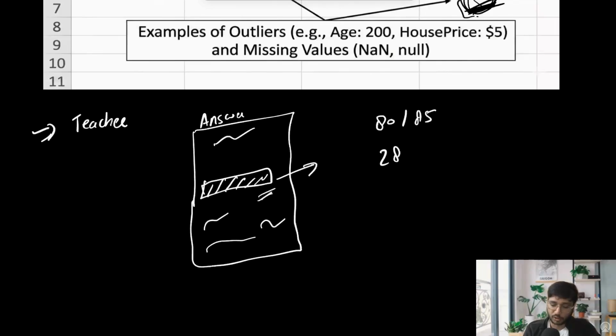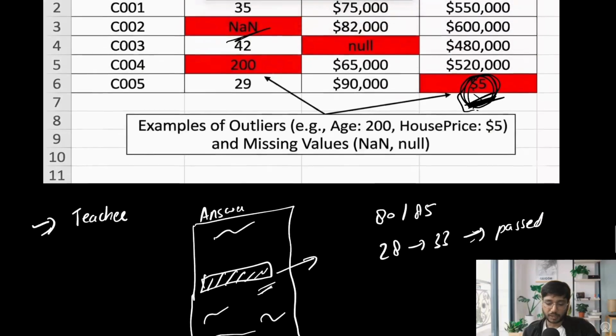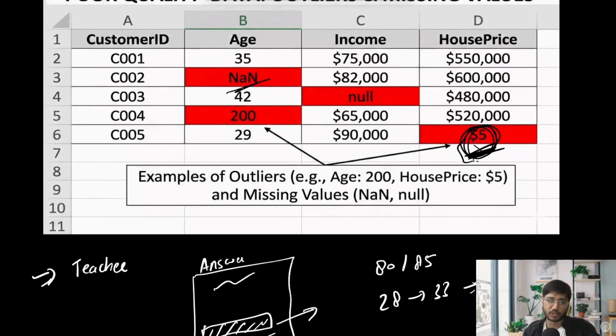Let's say someone got 28, and this was a 5 marks question that they got right, so they could have gotten 33 and would have passed. But since you made a mistake, now you don't know what to give. That's what happens in ML. Sometimes these outliers cause an issue in an ML model. The ML model is not able to find out what to do with it. Since there are some exceptions, there could be more exceptions also, according to ML.